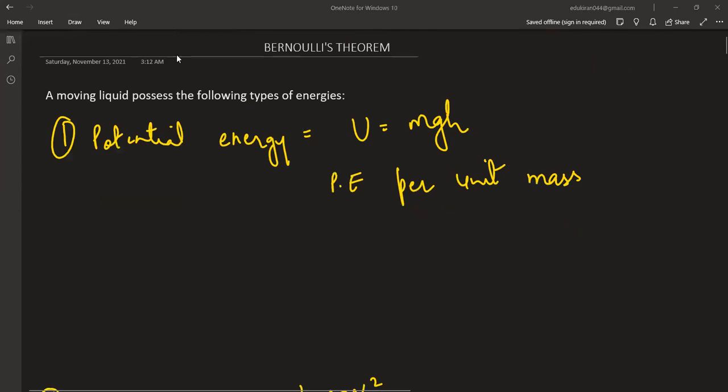When we are talking about Bernoulli's theorem, the last topic is Bernoulli's theorem, and one very small topic, Torricelli's theorem. So these two topics are only left. In the next class, we'll be able to complete this lesson. And then straight away, we'll start with waves and oscillation.